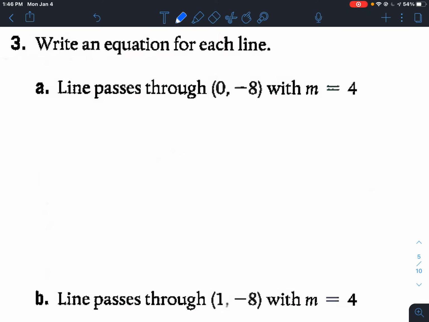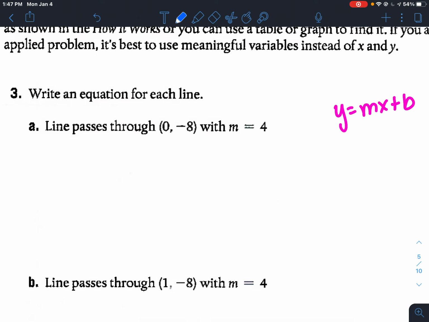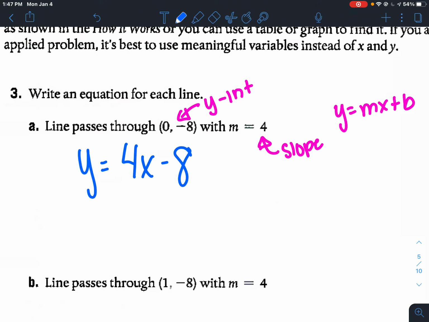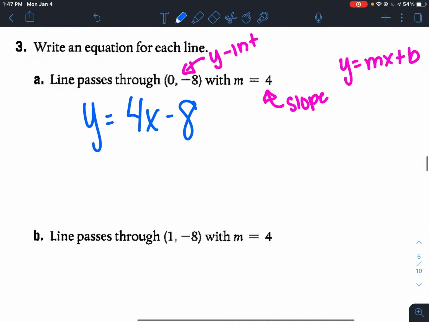So we want to write the line that passes through the point 0, negative 8 with a slope of 4. So remember, a linear function is y equals mx plus b. M is your slope. B is your y-intercept. And we're given our y-intercept. We're given our slope. So all we have to do is plug it into y equals mx plus b. Nothing more than that.